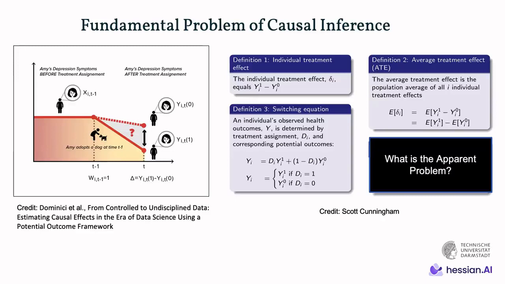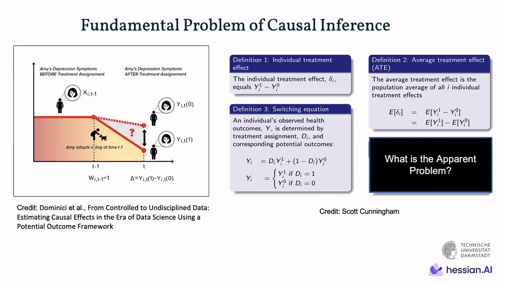So then what is the cause of Amy getting happy at time t? Is it because she adopted a dog? Or if she hadn't adopted a dog, she would have been happy anyway, right? So can you see what is the apparent problem here? Yeah. You have no control. You don't know if the ceasing of the depression symptoms is just because of the dog or both. Mm-hmm. Exactly.